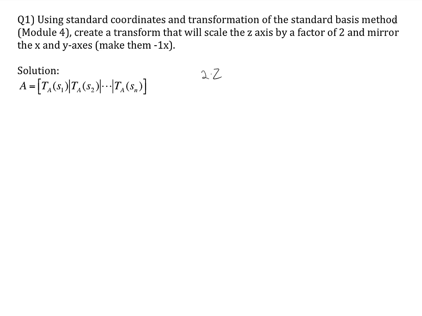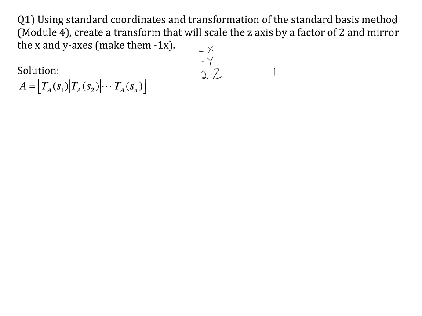Okay, so that was that first rule. So scale z by a factor of 2 and mirror the x and y axes. Make them -1 times. Okay, so we should have minus x and minus y. Okay, so those are our 3 rules that we will be applying to each one of those basis vectors. So let's start with our first one.